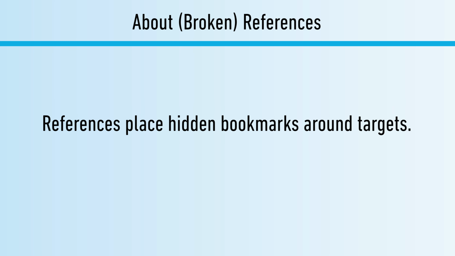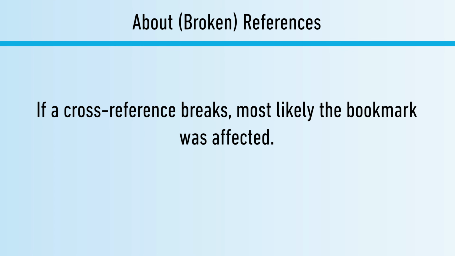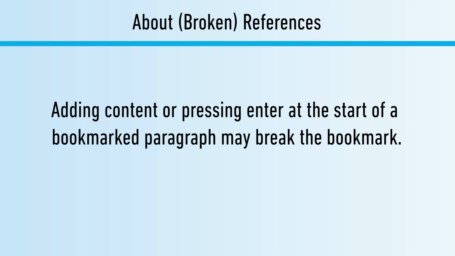Word uses hidden bookmarks to manage these links. Each reference places a bookmark around the item. If a cross-reference stops working, it's usually because its bookmark was affected. Hidden bookmarks can break easily. For example, adding content or pressing Enter at the start of a bookmarked paragraph can cause the bookmark to expand unexpectedly. To prevent this, always insert new content at the end of a paragraph, not at the beginning of the next one.